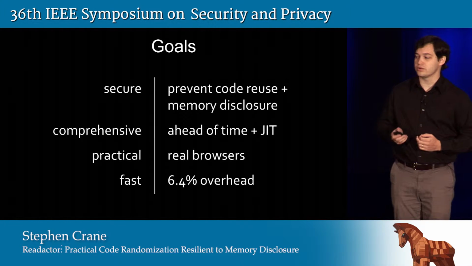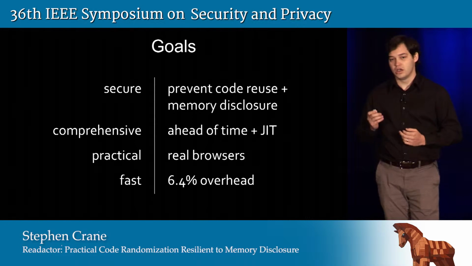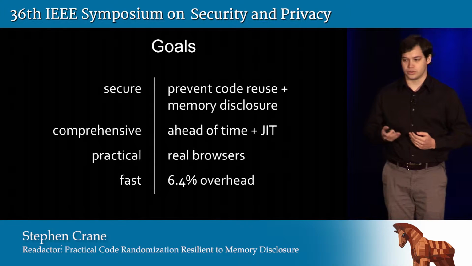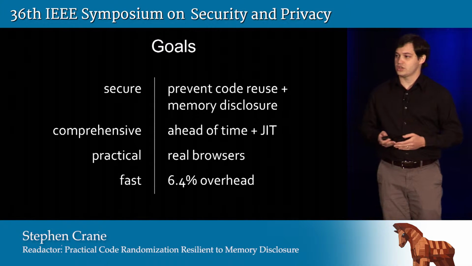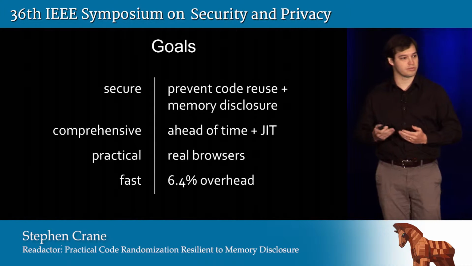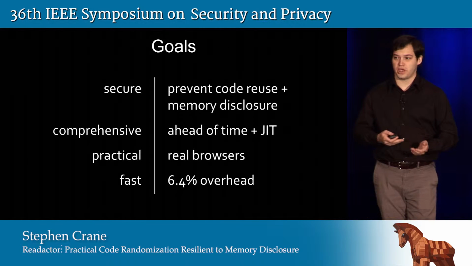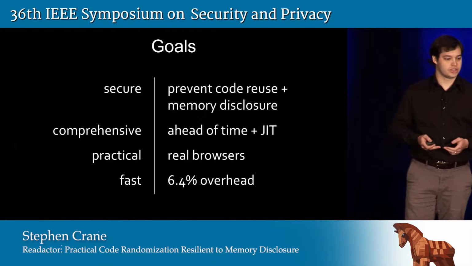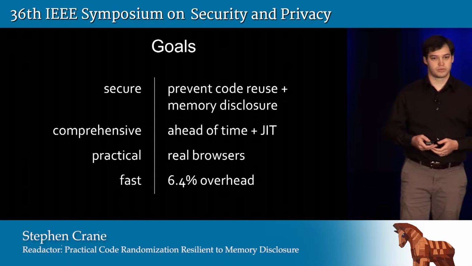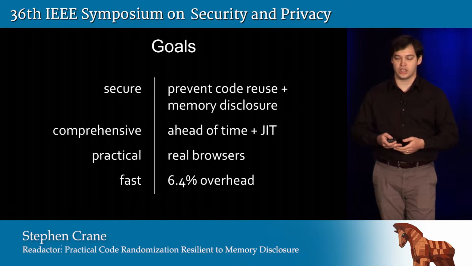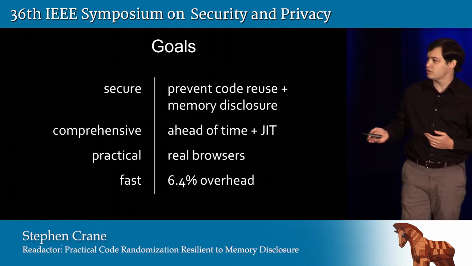However, we also want to prevent state-of-the-art ROP attacks using memory disclosure, such as the JIT ROP attack from 2 years ago. These attacks allow the attacker to arbitrarily disclose memory after it has been randomized, and thus bypass most existing code randomization. We also want a system that is comprehensive. We want to protect the entire application, both all ahead-of-time compiled code as well as any dynamically generated code.